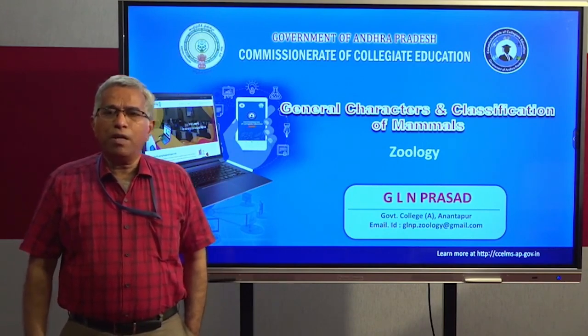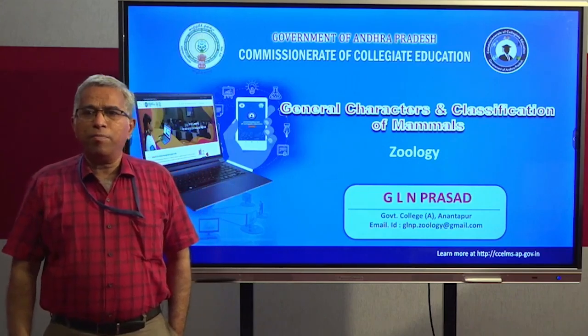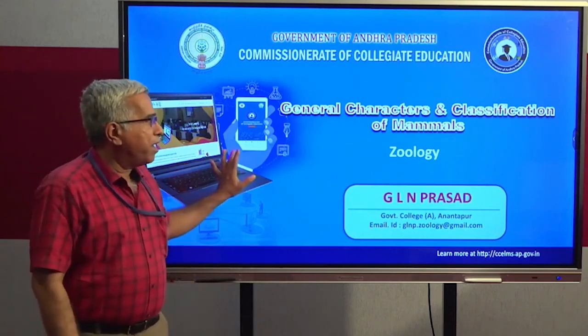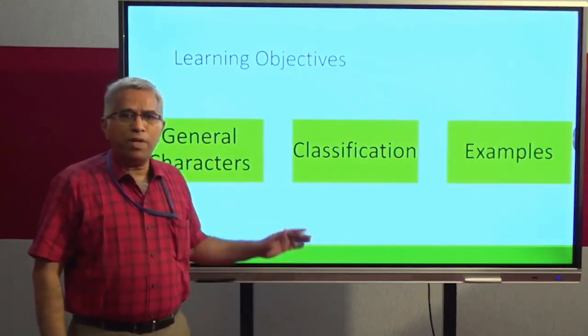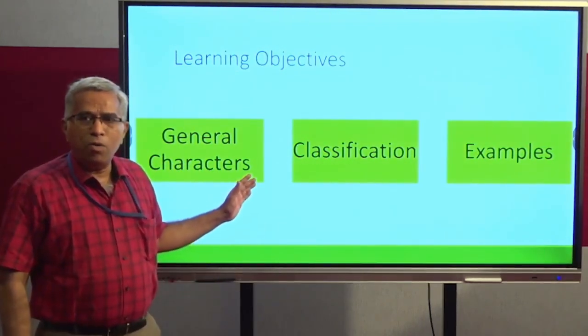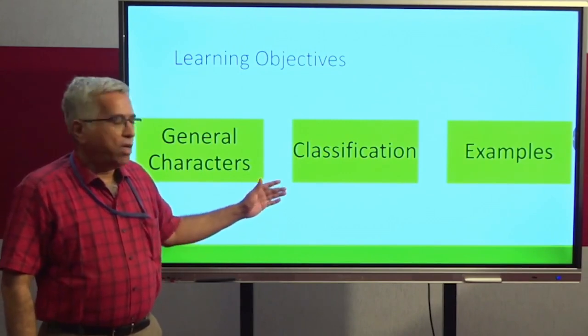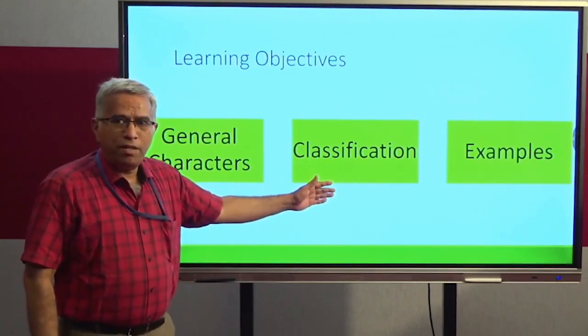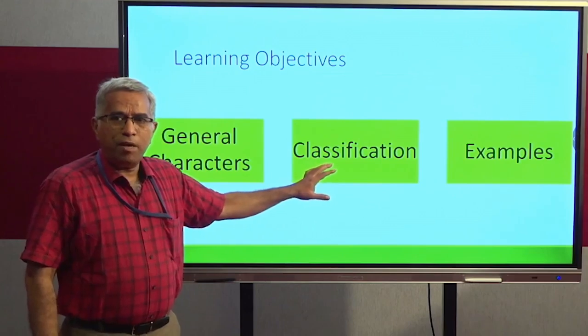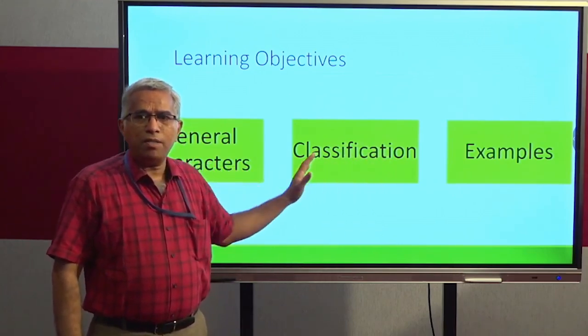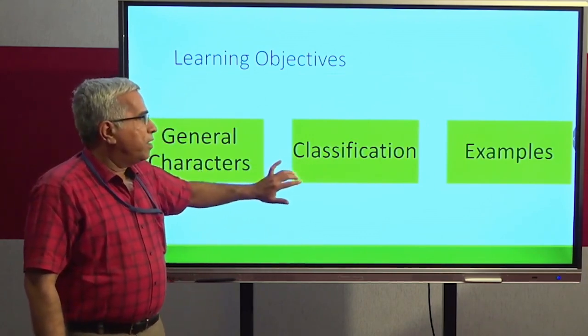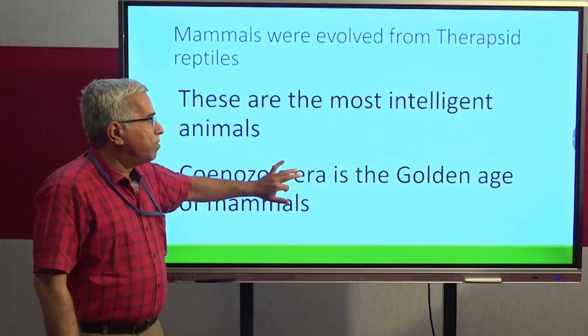Today we are going to learn about general characters of Mammalia. The learning objectives of today's topic are the general characters, including specific characters, followed by classification. During this classification, I am going to give you certain examples which represent the class Mammalia. Let us go into the lesson now.